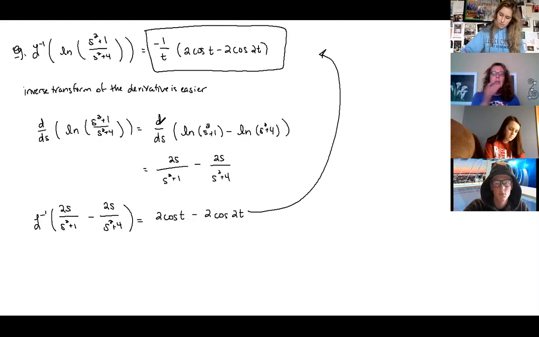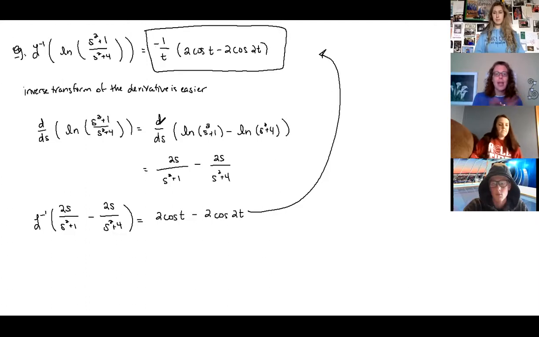You could put that over a common denominator if you wanted, and you could flip the order in the numerator if you wanted to multiply the -1 through. So if you wanted to, you could do a little bit more simplifying, or you can just leave it like this.